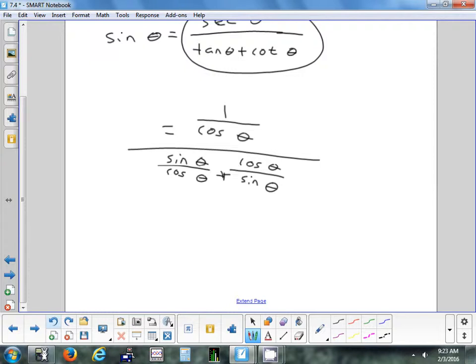Okay, there's lots of different ways to solve identities. I was thinking common denominator here. Let me see. So if we multiply everything by, you want to multiply by cosine sine?